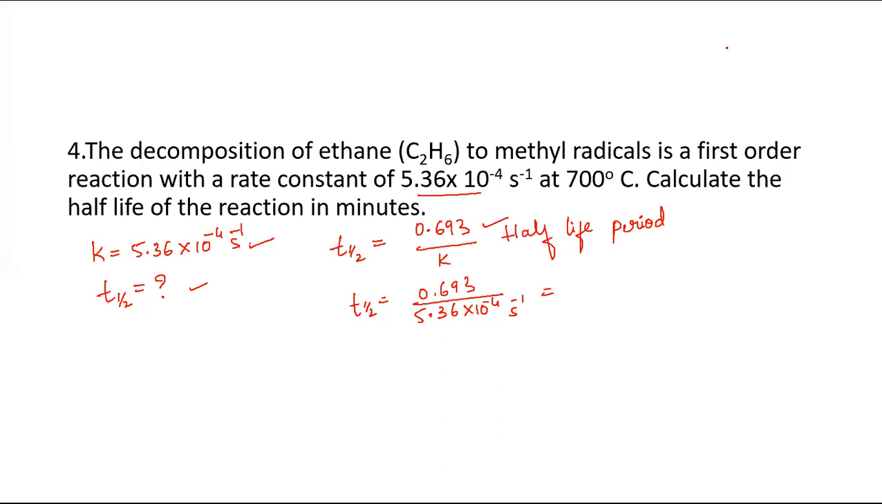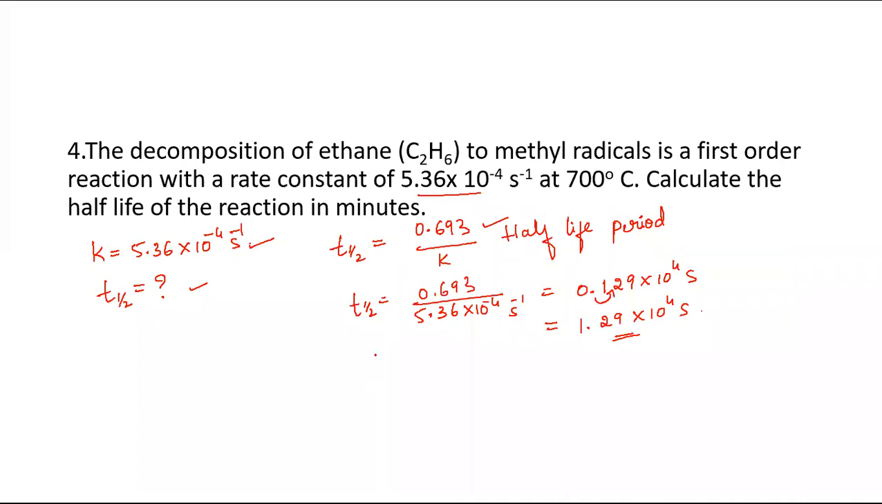Yes, yes, correct. 0.129 into 10 to the power of 4. Since it is in the denominator, when it goes to the numerator, it becomes plus 4. Correct, very good. So the answer is 0.129 into 10 to the power of 4 per second, which becomes seconds. So shifting the decimal towards a non-zero number, 1.29 into 10 to the power of 4 seconds is the answer.